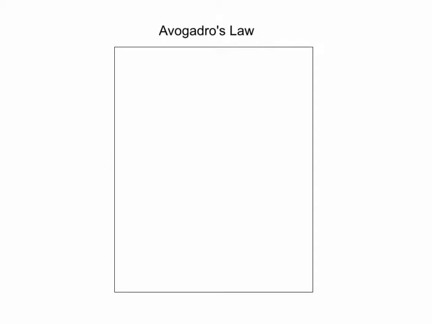Avogadro's law describes the relationship between volume and amount of gas. And the amount of gas is the number of moles of gas. And we look at this one as temperature and pressure are constant.